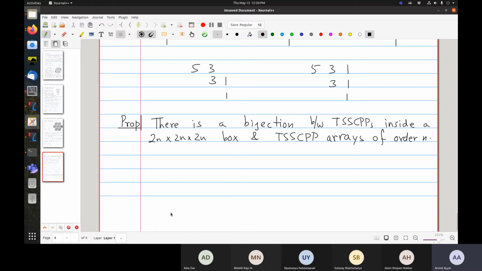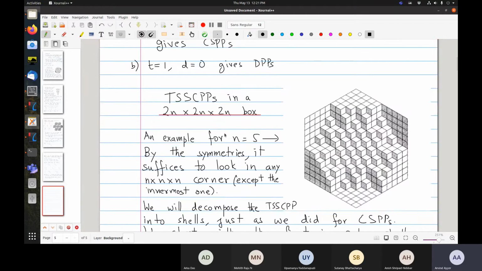So now let us try the strategy of going to non-intersecting lattice paths. So we want to translate these arrays as non-intersecting lattice path families. Okay, now things get a little more complicated. So let me show you the problem.